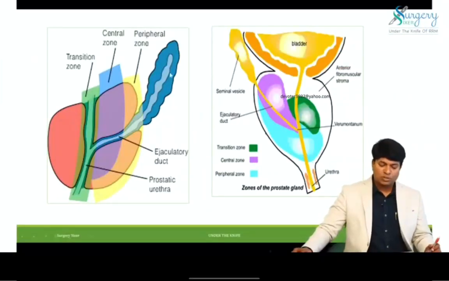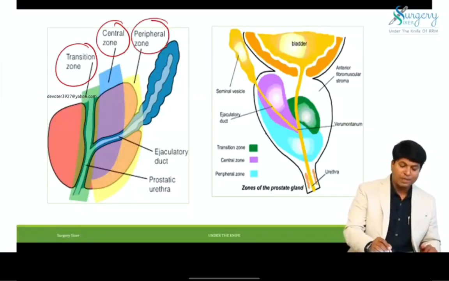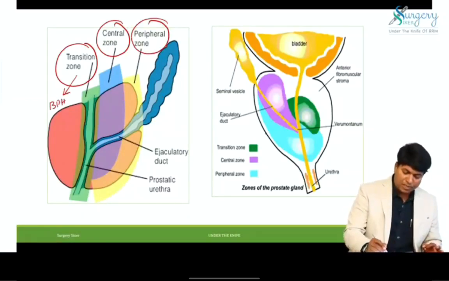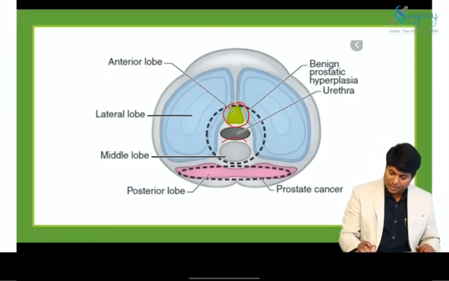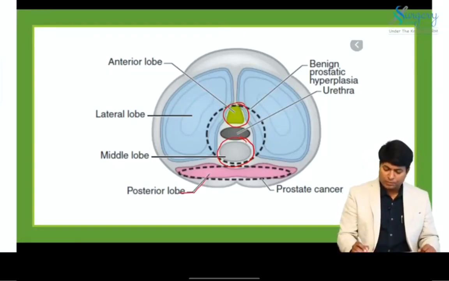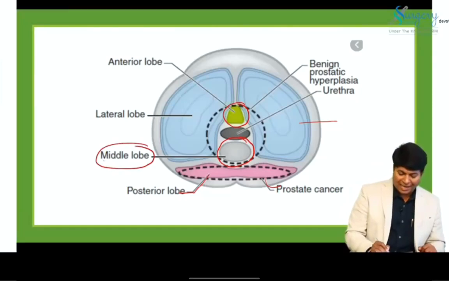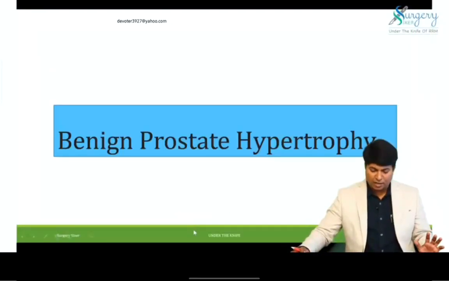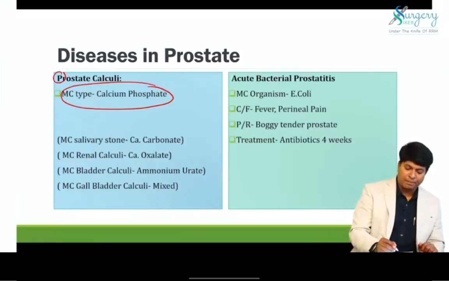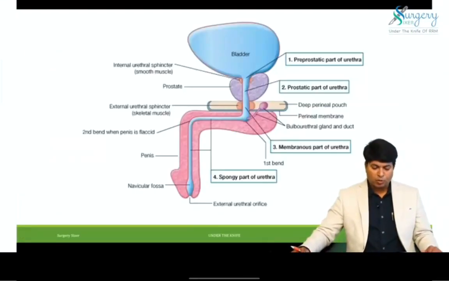So what are the McNeal zones? Transition zone, central zone and peripheral zone. So transition zone produces BPH, peripheral zone produces cancer. Please don't forget. And similarly, the lobes: anterior lobe, this green color is the anterior lobe. This is the middle or medial lobe, and the posterior lobe and lateral lobe. From the middle or medial lobe only arises BPH. From the posterior lobe arises cancer. So BMP, CPP. Please don't forget all those things. So what is the most common stone in prostate? Calcium phosphate. All these points we have discussed. Please don't forget the anatomy.